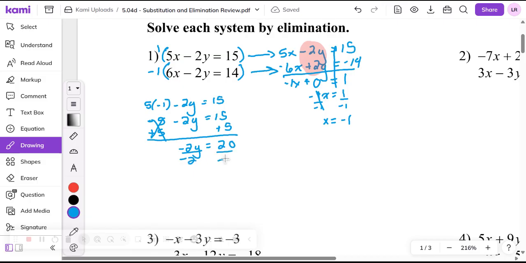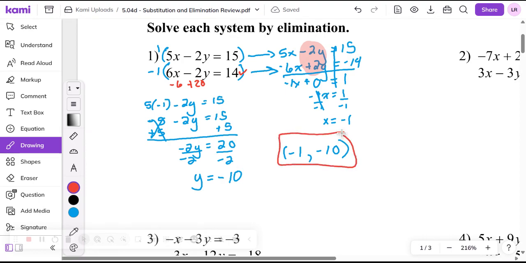Divide both sides by -2. And y would be -10. So I believe my answer is -1, -10. Now if I want to check that for certain, I can plug this back in. 6 times -1 is -6. -2 times -10 is +20, and that adds to be 14. I could check the top one. It does work. Okay, so that is my correct solution.